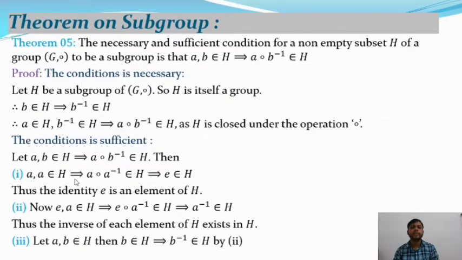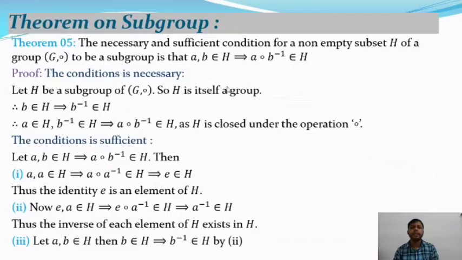In this slide we will take one more theorem on subgroup of a group G. A necessary and sufficient condition for a non-empty subset H of a group (G, composition) to be a subgroup is that a, b belongs to H implies a composition b inverse belongs to H. So that means there is only one property for which (H, composition) is a subgroup of (G, composition).